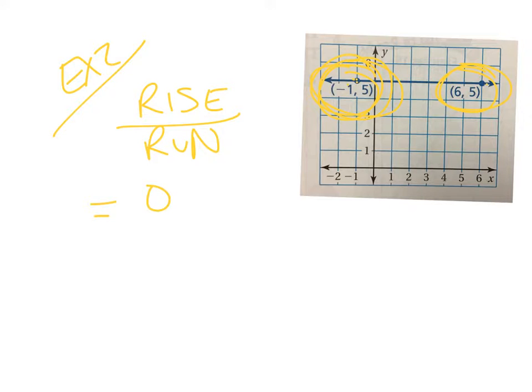0. How many do I go over? I count. 1, 2, 3, 4, 5, 6, 7. So my rise is 0 because I didn't go anywhere. It's a horizontal line. My run is 7. I went 7 over. Anytime you have a number on the bottom, you can't do 0 divided by 7. So my slope in this case is just 0.